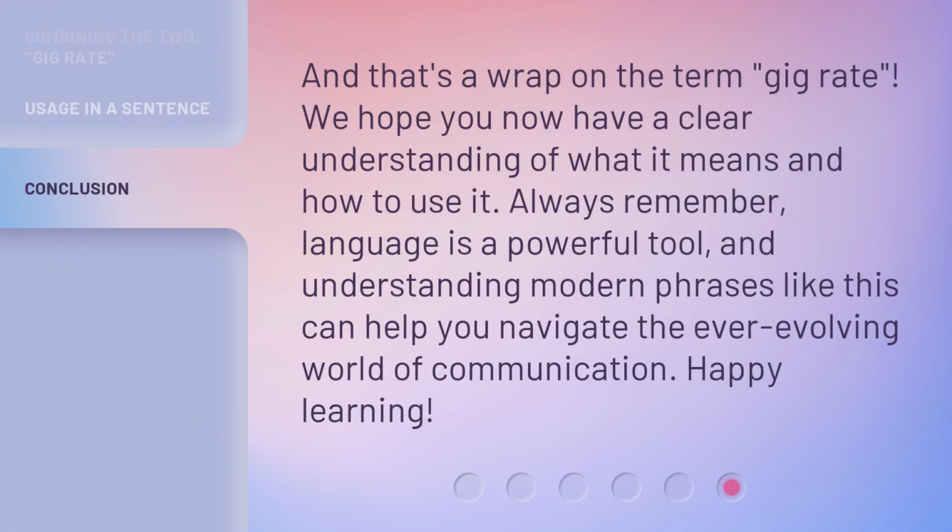And that's a wrap on the term gig rate. We hope you now have a clear understanding of what it means and how to use it. Always remember, language is a powerful tool, and understanding modern phrases like this can help you navigate the ever-evolving world of communication. Happy learning!